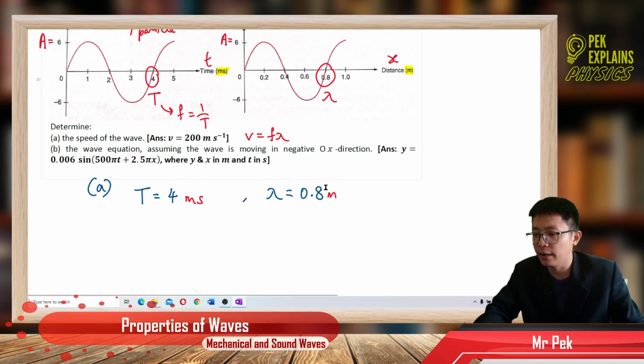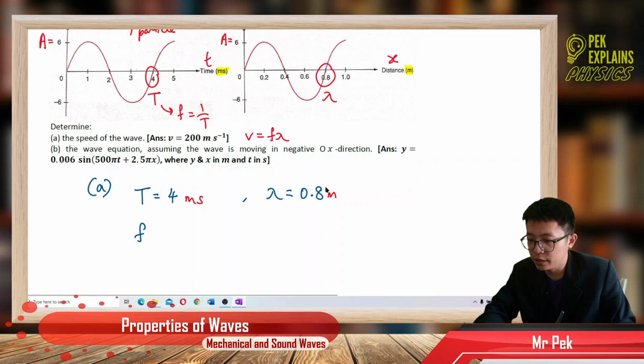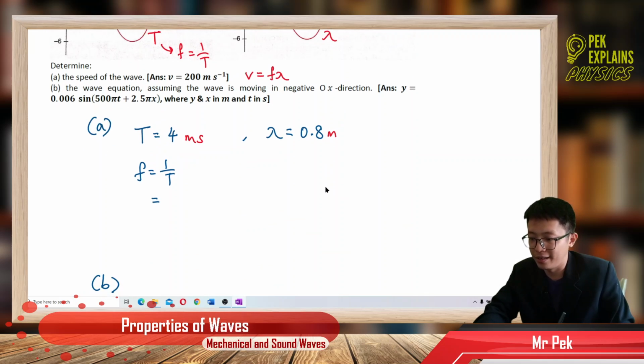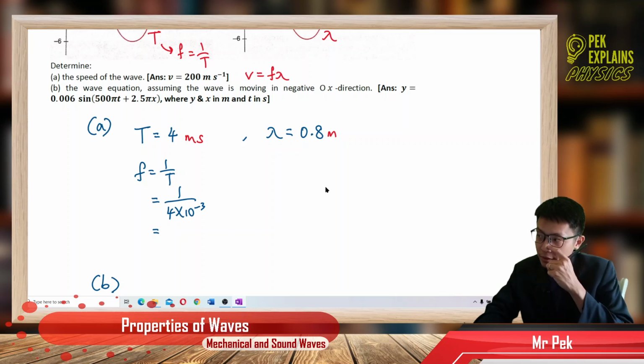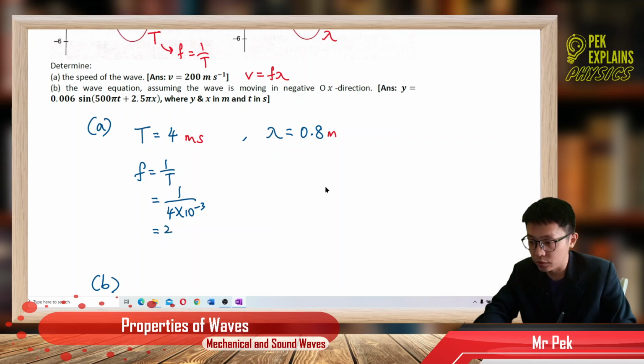Now I want to find the frequency. What's the frequency from the period I can get? Remember, it is 4 milliseconds, so we must change to SI unit. Milli is exponent negative 3. So the answer is 250 hertz.